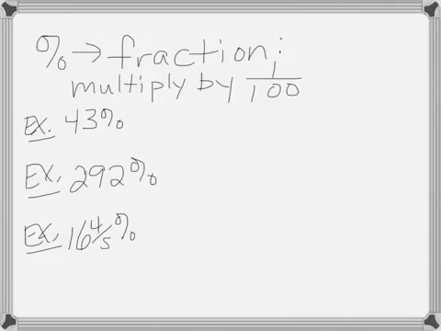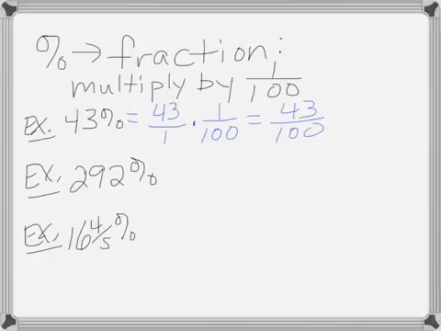To change a percent to a fraction, you multiply by 1 over 100. So 43%, if I want to convert that, I can write that as 43 over 1 and multiply by 1 over 100. Remember, when you multiply fractions, you first look and see if you can reduce anything diagonally. We can't here. Then you multiply the tops and multiply the bottoms. So that would be 43 over 100.